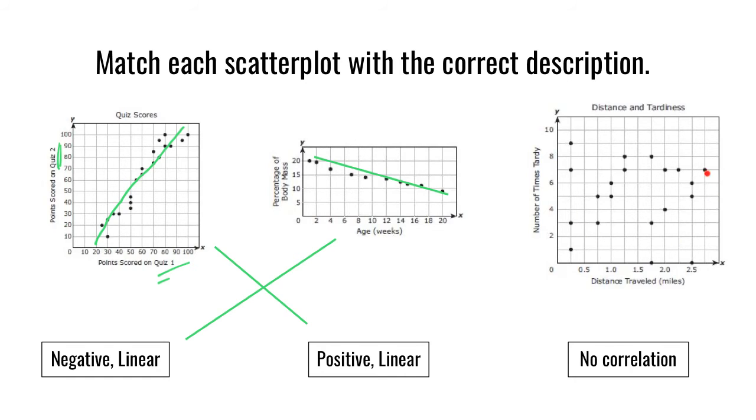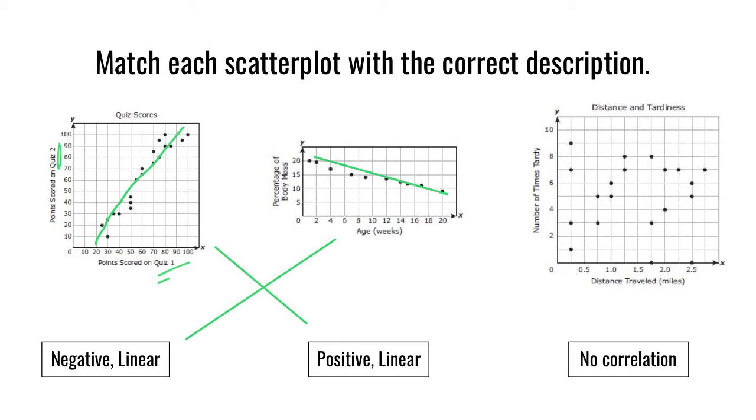There's really no way to correlate distance traveled to the number of times tardy. And if you think about the real world context of that, it makes a lot of sense because some of y'all would be tardy no matter how close your next class was. And that's okay. We still love you.